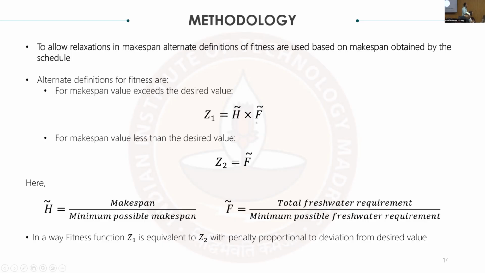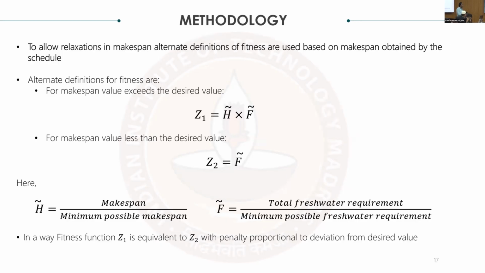If a particular chromosome gives me a sequence which has more makespan than allowed, then I actually penalize for that. So this is what the two objective functions are. Depending upon the sequence generated by the chromosome, and whether it is below the desired level or above the desired level, I have two objective functions. One penalizes for extra makespan, the other one just minimizes the freshwater. In a way, Z1 is equal to Z2 with a penalty proportional to the deviation from the desired makespan.